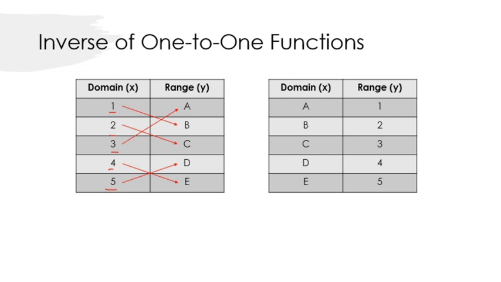Pag binaligtad natin yan, tignan natin kung meron pa ring function. Ang kaninang value natin ng y, siya na ngayon yung magiging x. So, makikita natin, A3, B1, C2, D5, E4. May umulit ba na x value? Wala. May umulit ba na y value? Wala rin. So, meron siyang inverse function. At yung inverse function niya is also one-to-one.